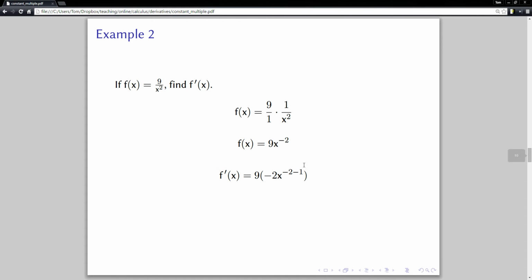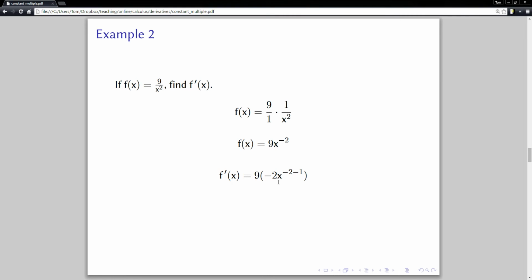All right, so the constant multiple rule says just rewrite the constant. So I have a constant of 9, I just rewrite it, and then multiply by the derivative of the function part. Well, the function part is a power function, right? So I would use the power rule. Bring the negative 2 down, and then subtract 1 from the exponent.